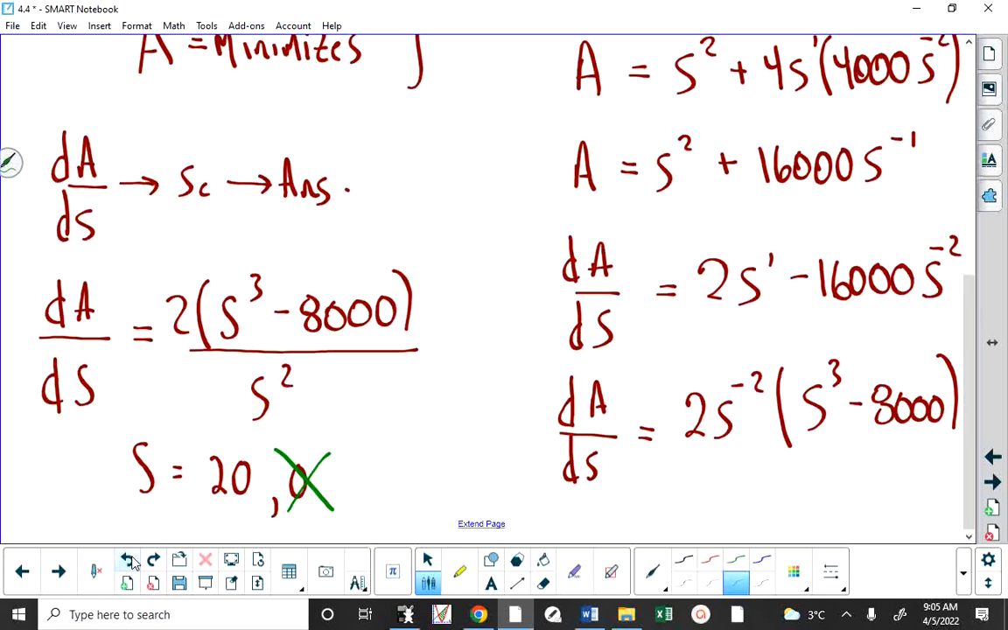Really, what we're saying in this function is that the domain is s greater than 0. You can't have a 0, you can't have a negative s, because s is a dimension of a box that exists. So now we know s is 20.